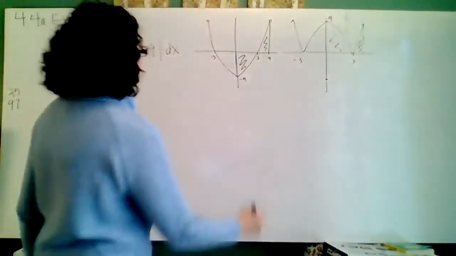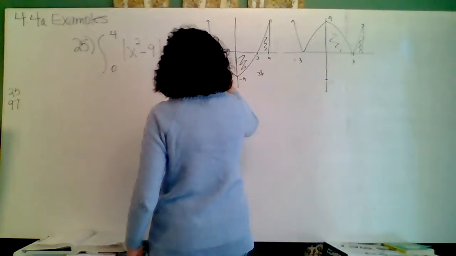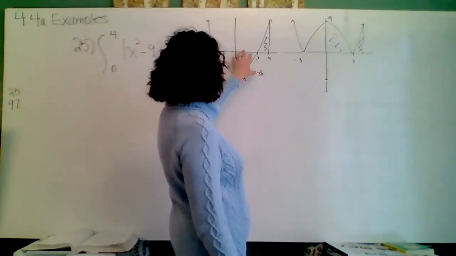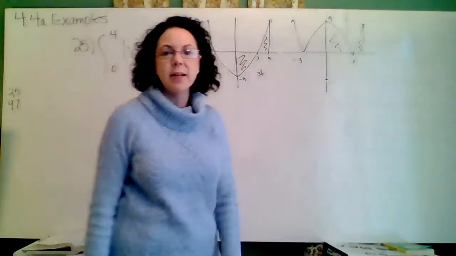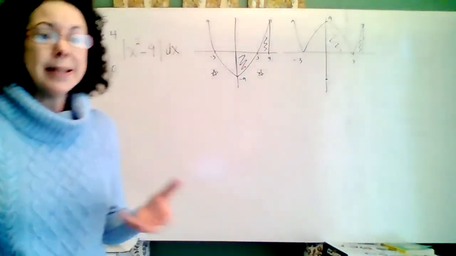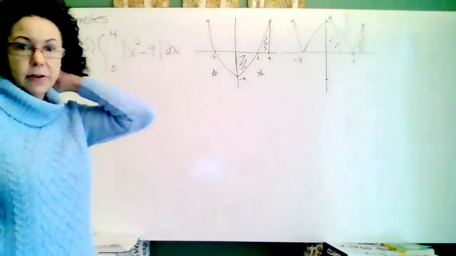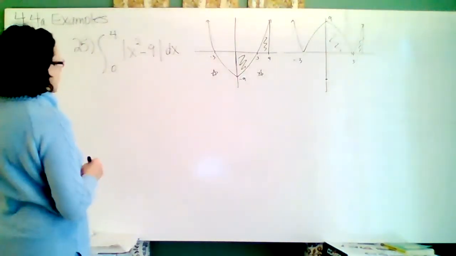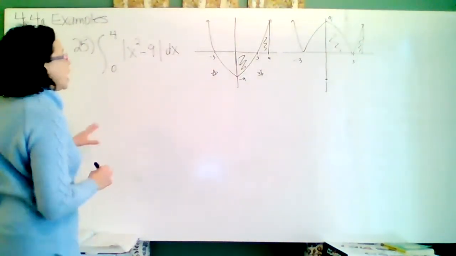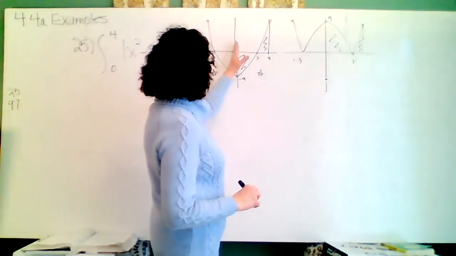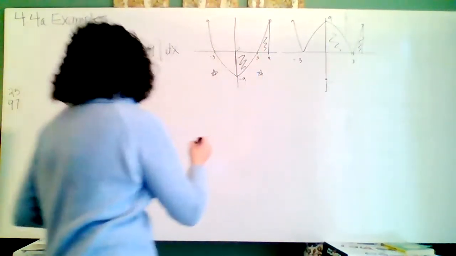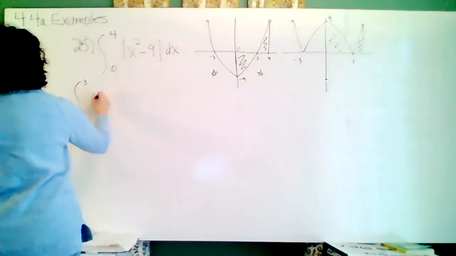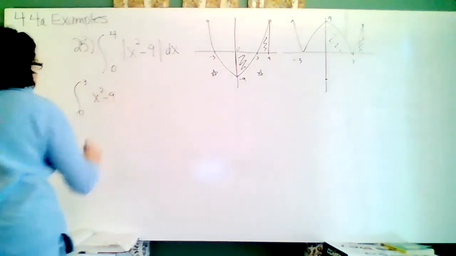Okay, let's go with the first picture that we drew though. Because we have two different areas and we have to take the opposite sign of this one and keep this one positive, our algebra is going to be sticky and we have to be very careful. Again, I even make mistakes myself because there's so much going on. So here's what I'm going to do. I am first going to integrate from 0 to 3 x squared minus 9. Not with the absolute value sign in it.